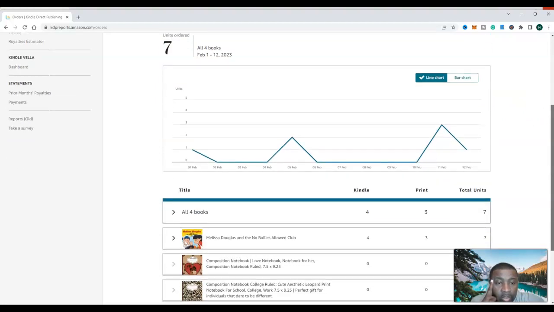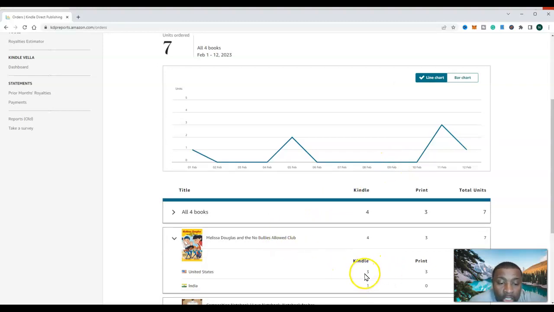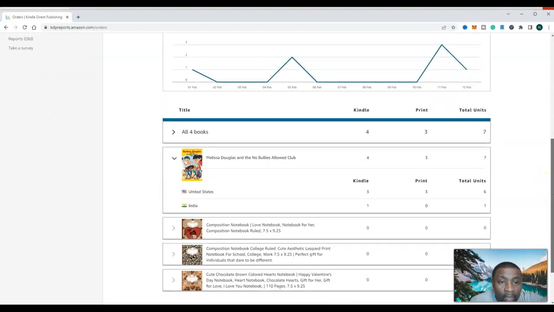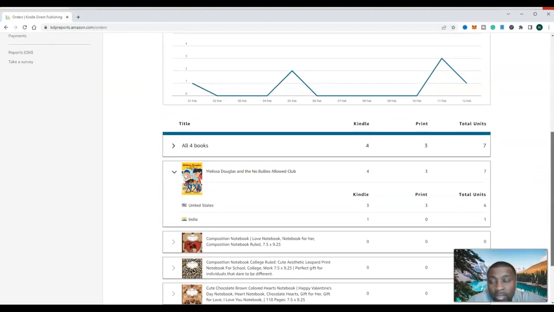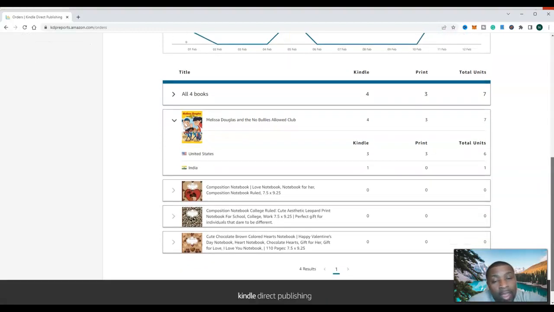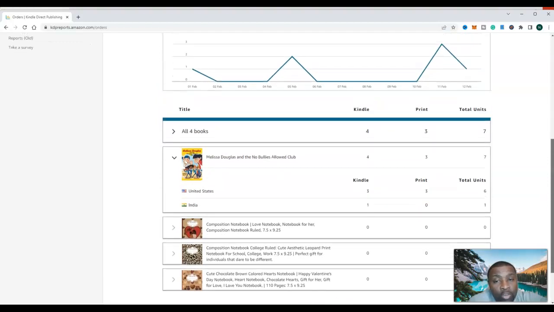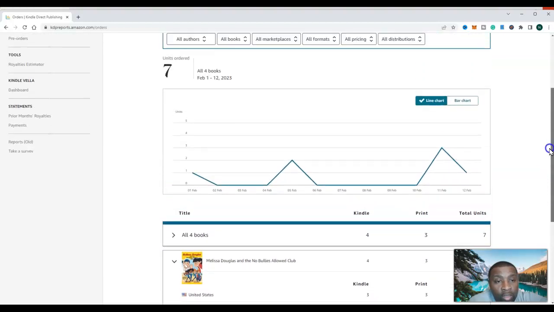So let's look. But I'm not sure if it shows right here. 3 from the United States, 1 for India. But those are Kindle. And I have a deal going on with Kindle that ends today. I was trying to get some reviews and stuff in. So that's going to end today. But I'm wondering if that ad pushed people towards getting it off of Kindle.